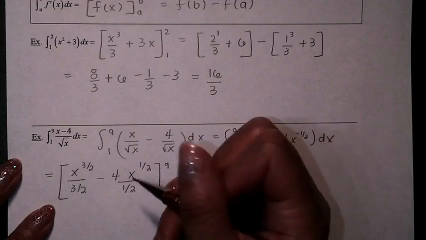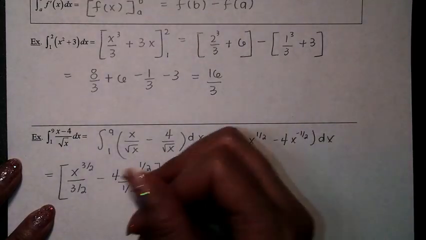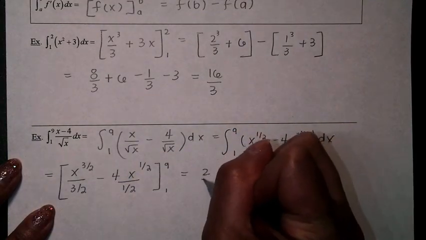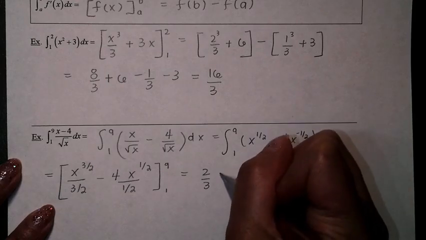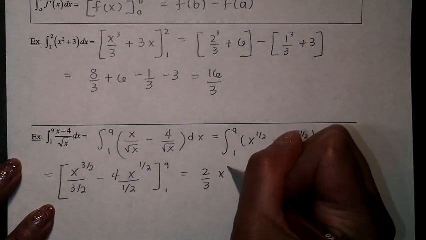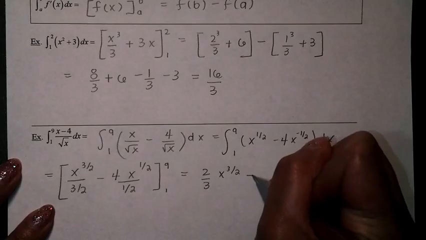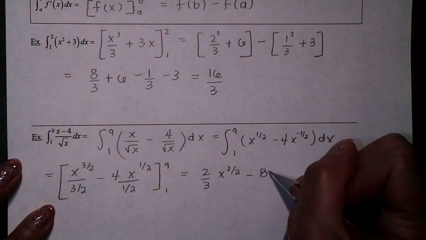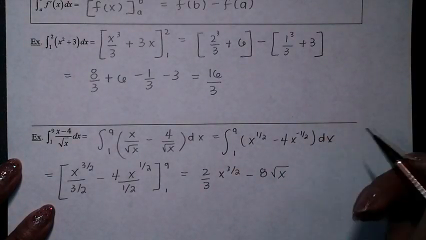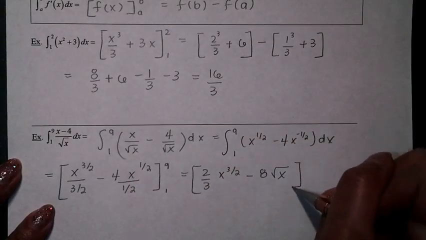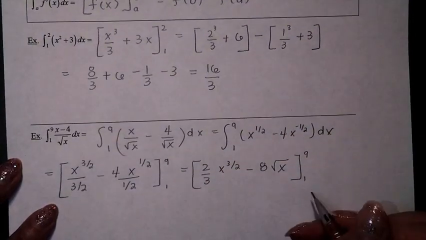What we can do is several things. I'm going to put 2 over 3, and I can put x to the power of 3/2 minus 8 square root of x if you want, and then you plug in the 1 and 9. Okay, so what happens next?